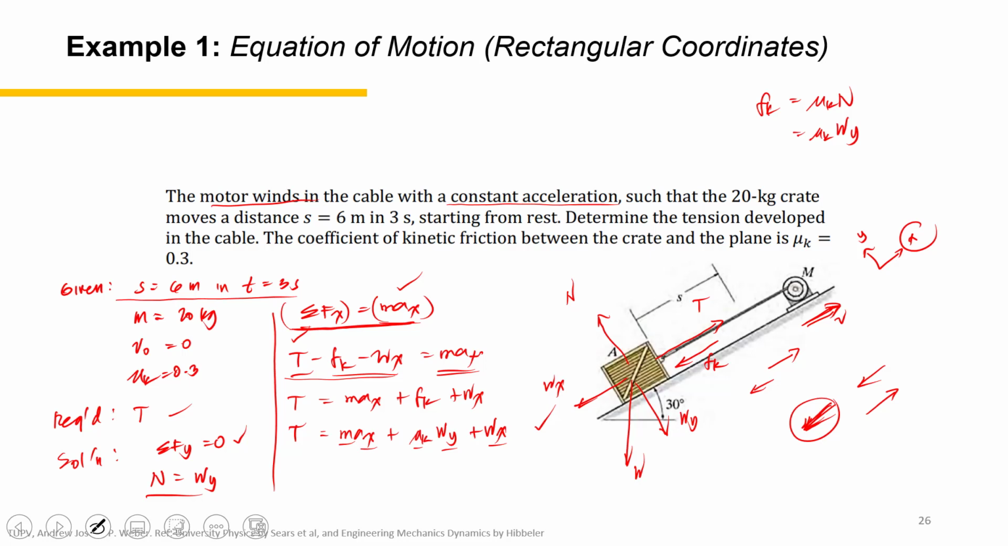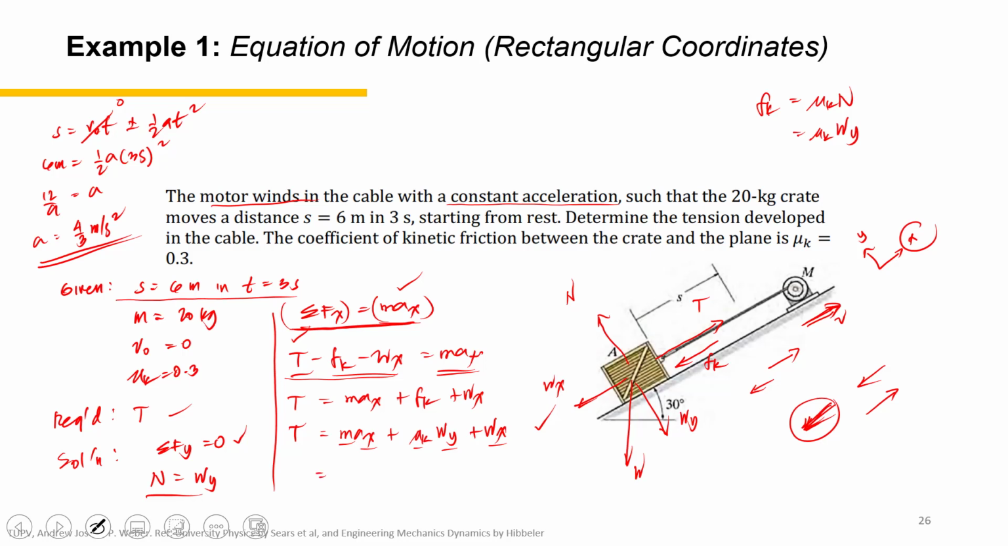So how are we going to find that? Given the distance, the time, and it starts from rest, we can use this equation. S equals v0 t plus 1/2 a t squared. It starts from rest, so v0 is 0. The distance is 6 meters, and let's assume a positive acceleration, and the time it takes for 6 meters is 3 seconds. So 12 divided by 9 is the acceleration, or 4/3 meter per second squared. So we have acceleration.